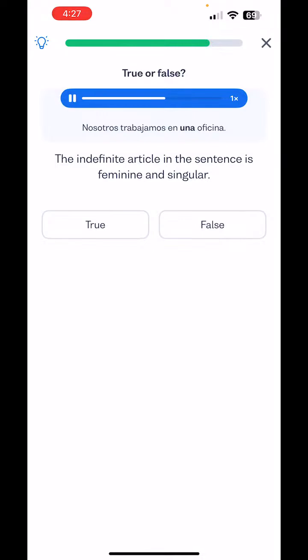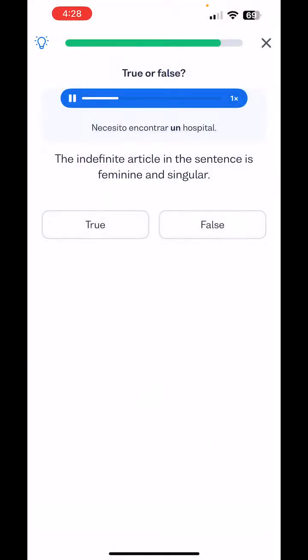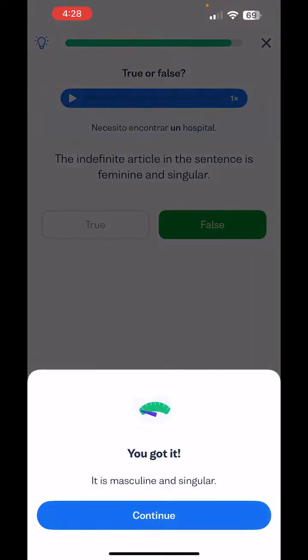All right. Nosotros trabajamos en una oficina. So we work in an office. The indefinite article in the sentence is feminine and singular. That is correct. Okay. Necesito encontrar un hospital. I need to find a hospital. The indefinite article in the sentence is feminine, and so that is masculine and singular.